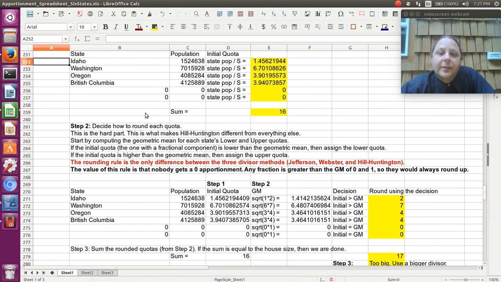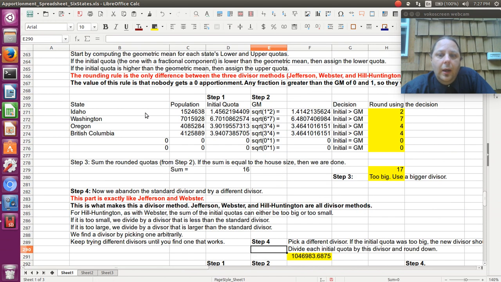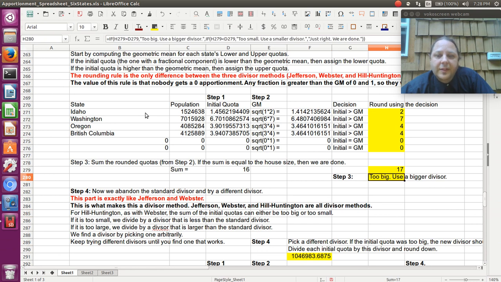Okay. Last method is Hill-Huntington. Very similar to Webster. The difference is how the rounding is done. Instead of using standard rounding rules, it computes the geometric mean between the upper and lower quota and uses that as a tipping point. If a certain initial quota is larger than the geometric mean of the upper and lower quota, then we round up to the nearest integer. And if it's smaller, then we round down.